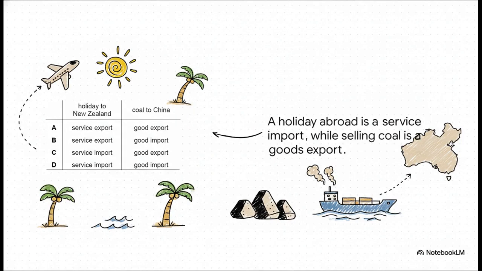Okay, let's build on that with question 3, which is all about classifying transactions. Now, this is where things can get a little bit tricky. For a country like Australia selling coal to China, well, that's obviously a goods export. Money comes in, so it's a credit. But what about an Australian family going on holiday in New Zealand? Well, from Australia's point of view, money is leaving the country to buy a service, that awesome holiday experience. So for Australia, it's a service import, which means it's a debit on their current account.